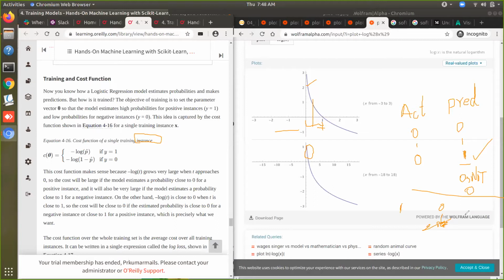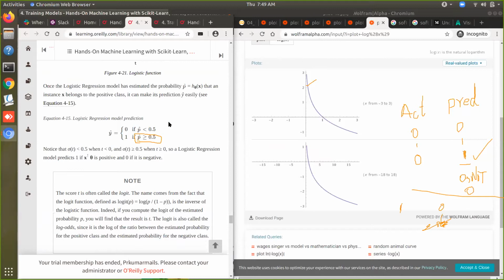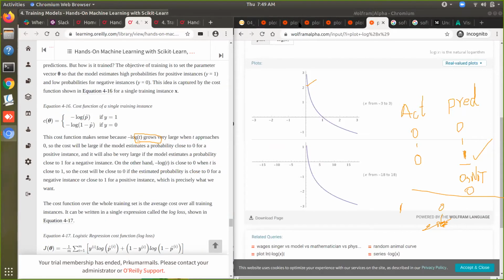The actual class is 1 and it is predicted as 0. If it is predicted as 0, the score corresponds to a probability value lesser than 0.5. We don't want that because it is wrong: the actual class is 1 and the predicted one is 0, and the prediction is based on a cutoff of some 0.5.